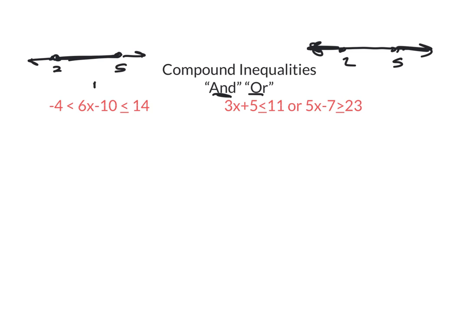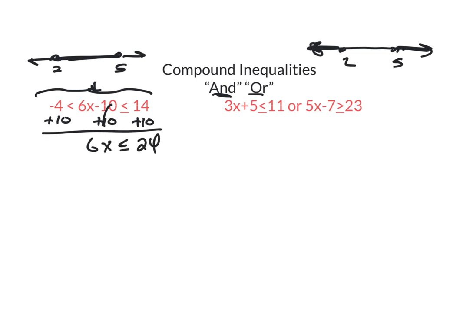When you solve this, first of all, that's an and. If you don't see a word and it's written all together like that, that's an and, also known as a conjunction. So I'm going to solve all 3 sides at the same time. I'm just going to add 10 to all 3 sides, and I get 6x. Over here I have 24. Over there I've got 6. Last step, I'm going to divide all 3 sides by 6, and I get 4 over here and 1 over there. Okay, and that's all that it takes to solve an and.